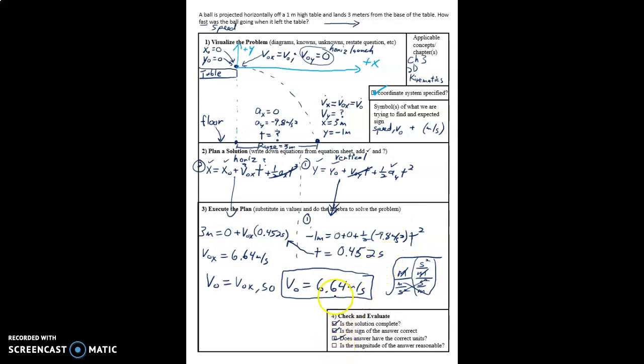And then is the magnitude of the answer reasonable? That's about 13 miles per hour, and that's, who knows? It was projected off the table. It's not 1,000 miles per hour, so that's good. It's a reasonable value as far as we know. We don't know how it was projected.